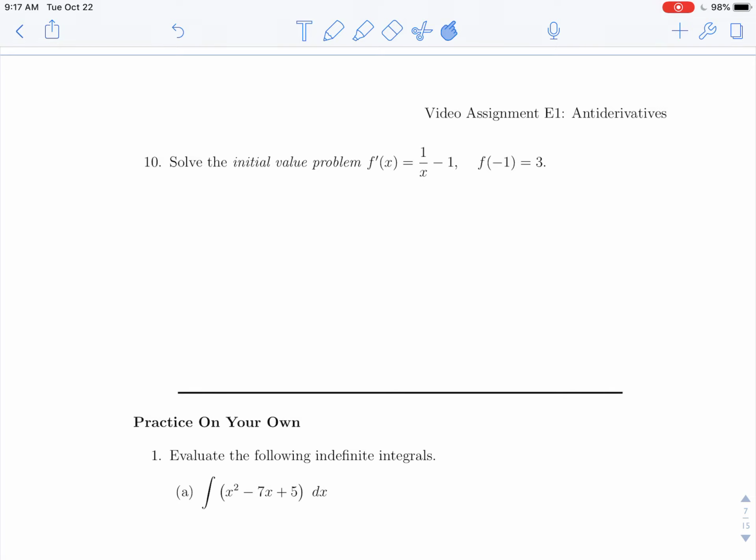Number 10 says solve the initial value problem. F prime of x equals 1 over x minus 1, and f of negative 1 equals 3. So this is kind of a weird example because of what's going on with natural log.